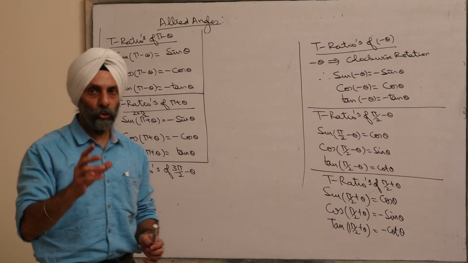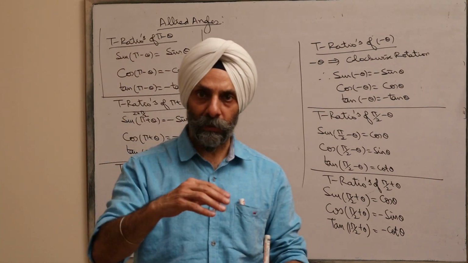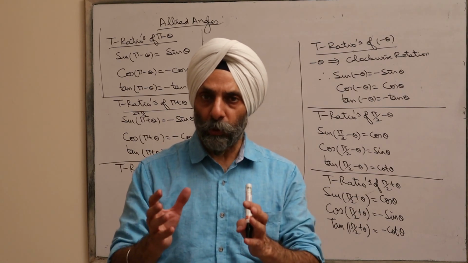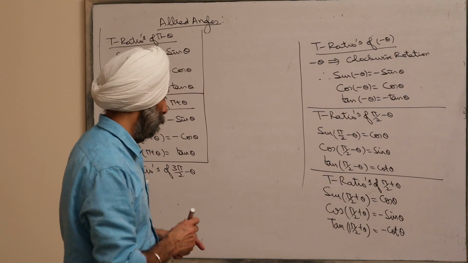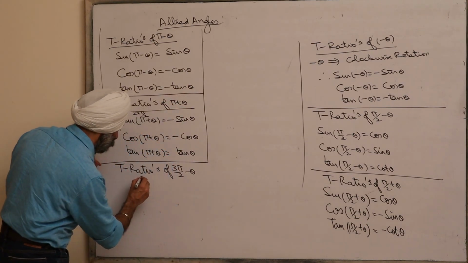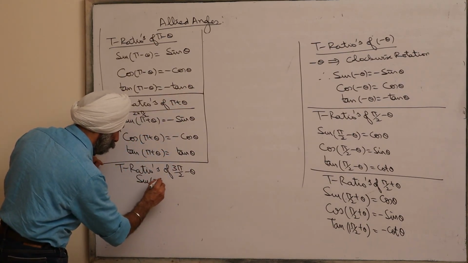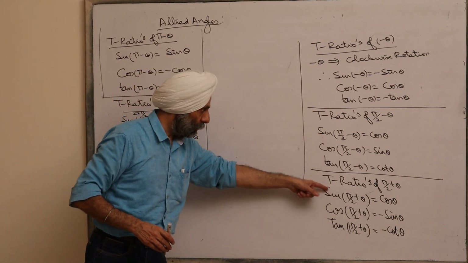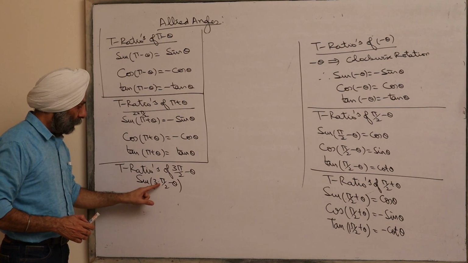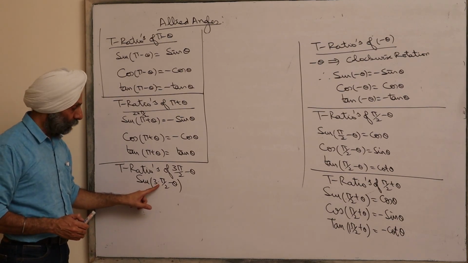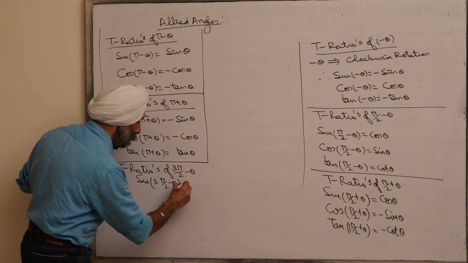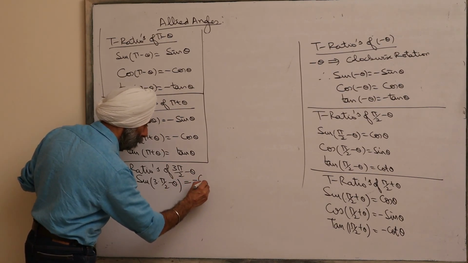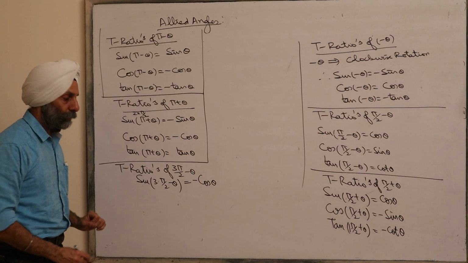3 pi by 2 is 270 degrees. 270 degrees minus theta. That means the value is smaller than 270 degrees, which means the angle will be in the third quadrant. Now sine of 3 into pi by 2 minus theta. Now as already discussed here, it is an odd multiple of 90 degrees. The T ratio will change. Third quadrant, sine of the angle is negative, minus cos theta.